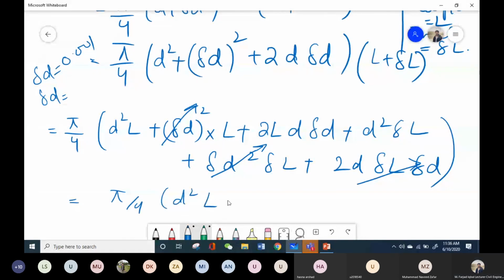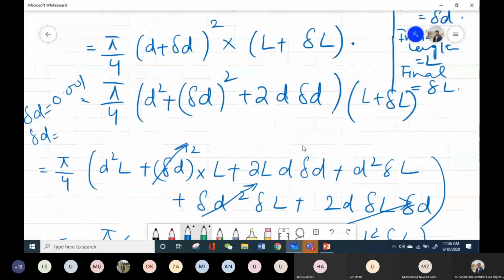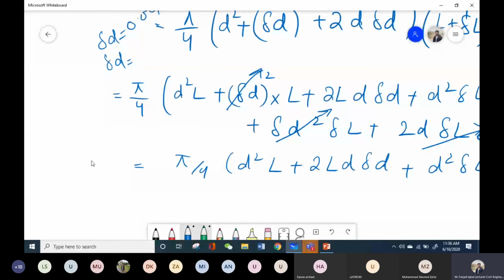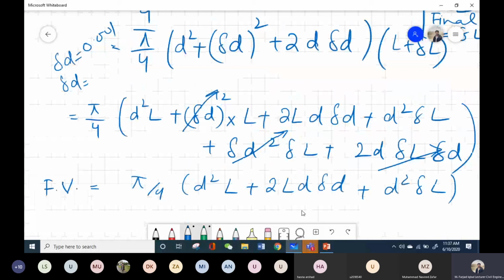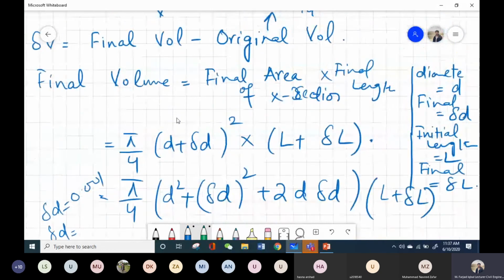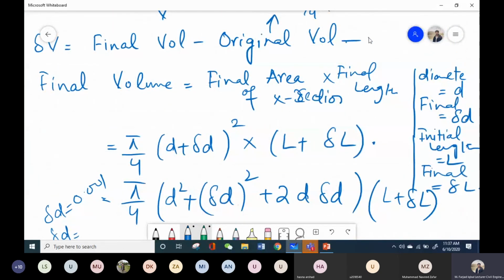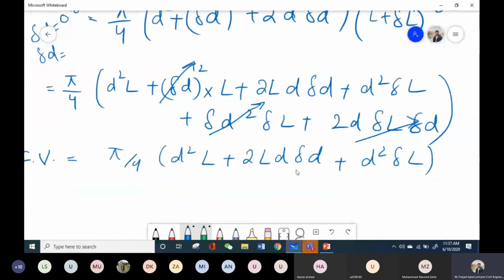We will be left with the final volume as pi by 4 [d square L plus 2 L d into delta d plus d square delta L]. So this is the final volume that I can represent by FV. Now if I substitute this formula back into the equation of change in volume, which I will name equation 1, let's substitute it back into equation 1.